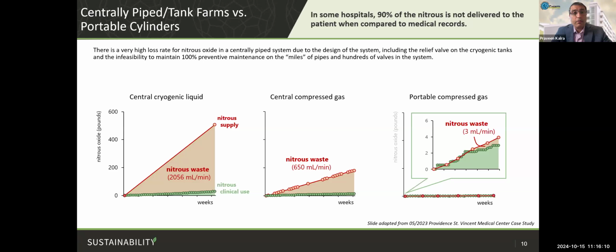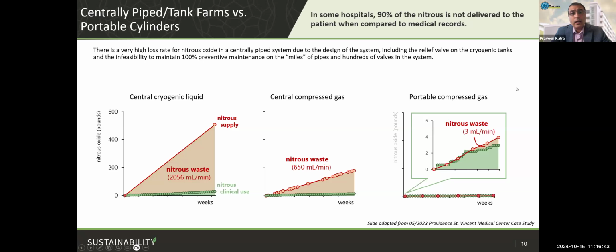Now, the second solution could be providing nitrous oxide through compressed H gas cylinders. As you can see in the graph in the middle, by doing so, again comparing the purchasing data with the clinical data, they were able to show that nitrous oxide leakage was reduced by almost two-thirds, from 2 liters per minute to around 650 cc per minute. Still a lot of leakage, and this leakage is happening because of the vast network of pipelines traveling through the hospital to deliver nitrous oxide to the ORs.